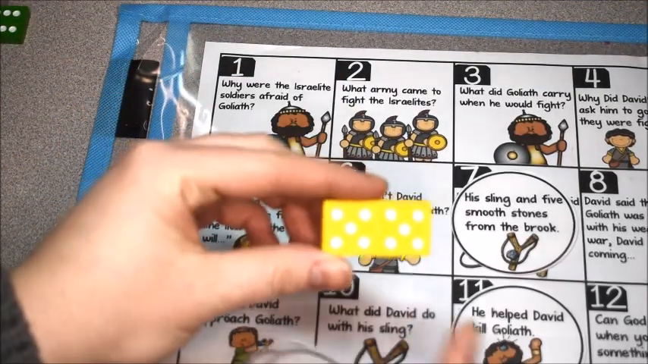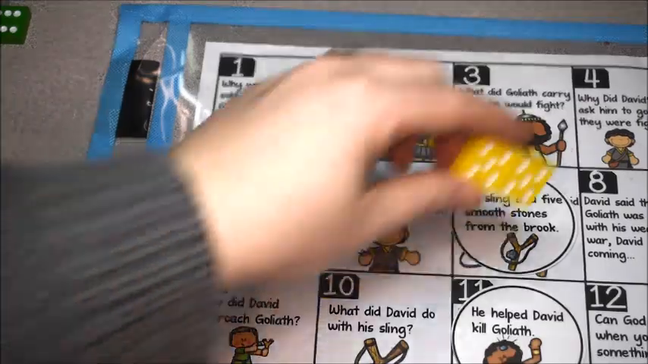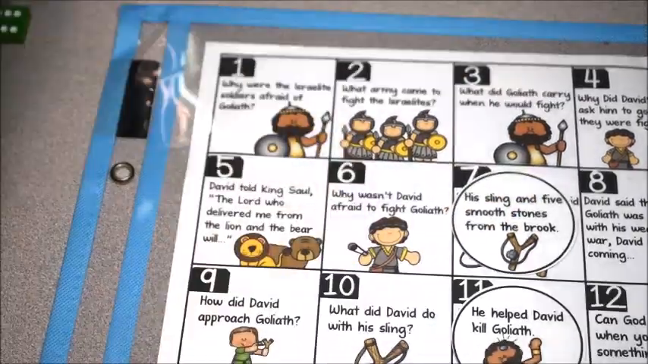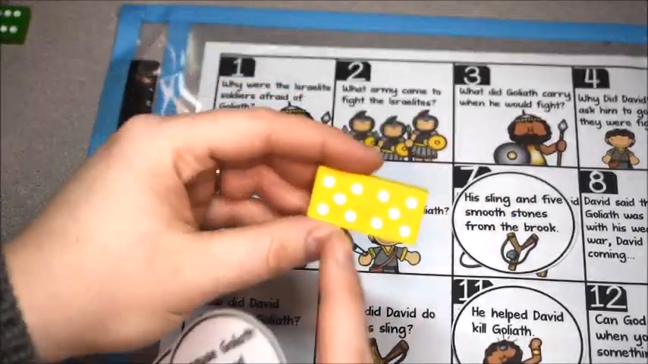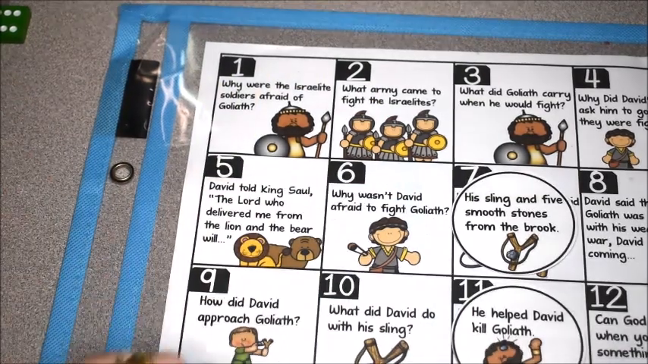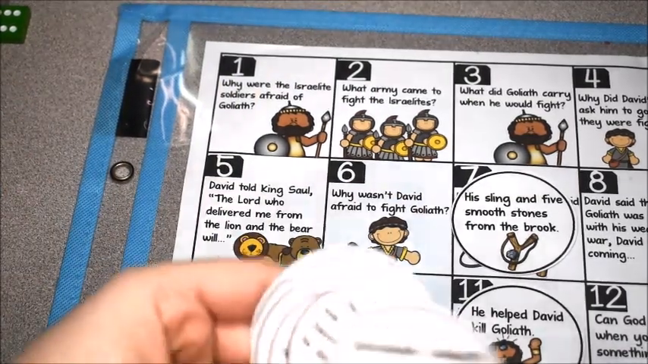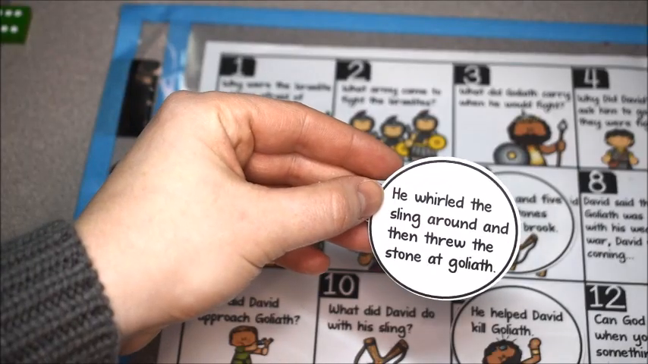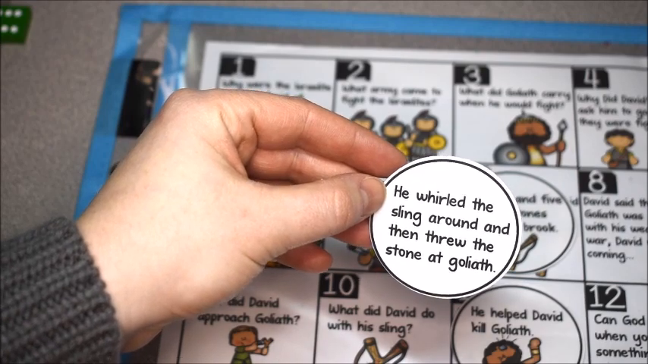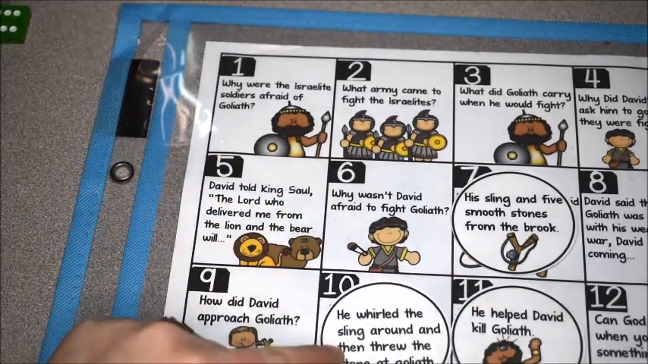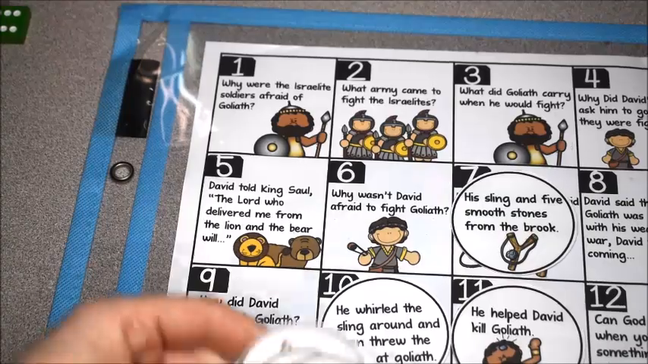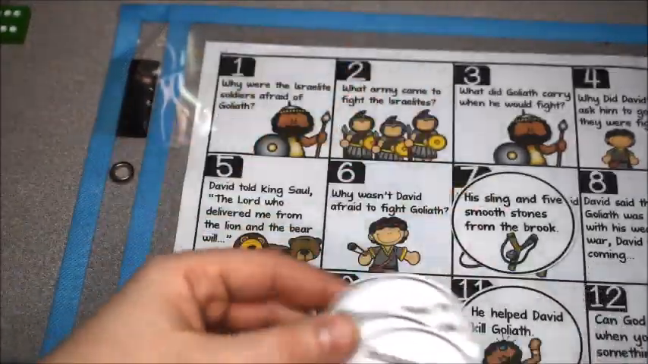Now, if they pull a domino and they get the same number that they've already done, then they just choose another domino and keep going. So this one I chose 10. What did David do with his sling? He whirled the sling around and then threw the stone at Goliath. So there's my answer. Okay, so they're just going to continue until they have covered up the entire mat with all of the answers.